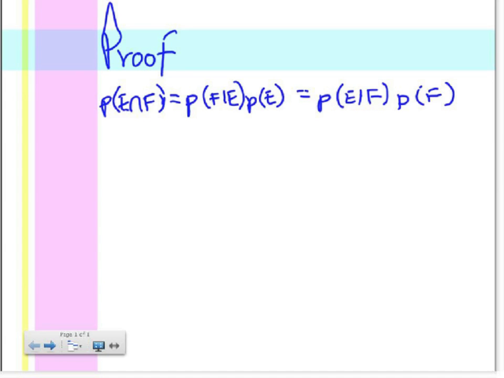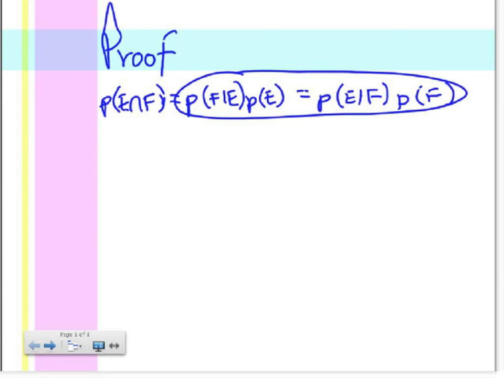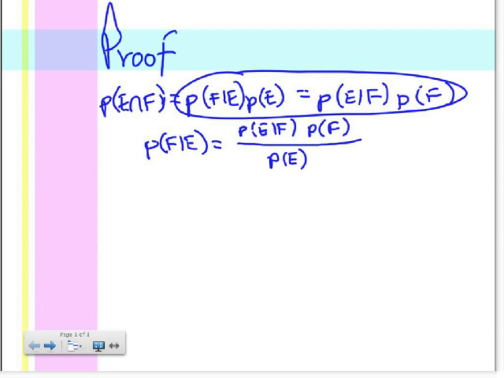By doing some simple algebra, dividing both sides by the probability of E, we get that the probability of F given E is equal to the probability of E given F times the probability of F over the probability of E. Quickly, we can notice right away that the numerator here is exactly the same as the numerator that we previously had for Bayes' theorem. So all we have to do is prove the denominator.